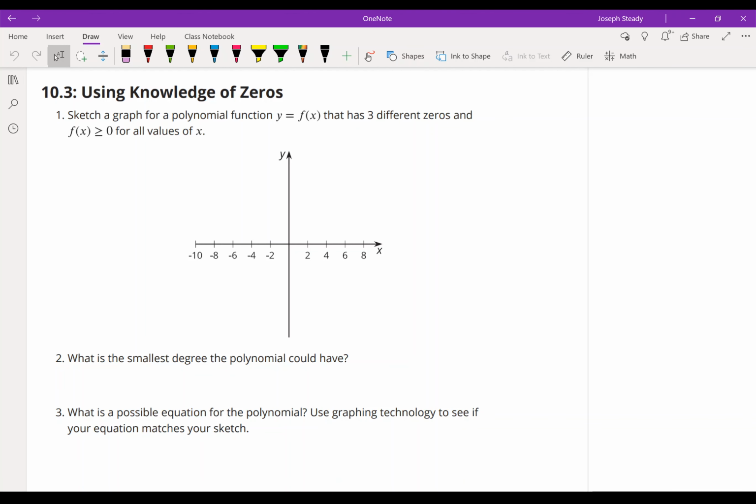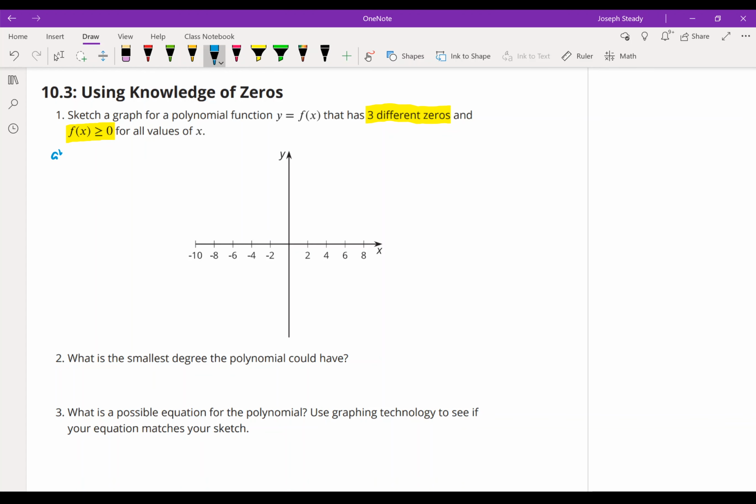In problem 10.3, we are going to be asked to sketch a graph of a polynomial that has a few different properties to it. First, that polynomial has to have three different zeros, or in other words, three different x-intercepts. And it has to have this be true: f of x is greater than or equal to 0 for every value of x. So what does that mean?